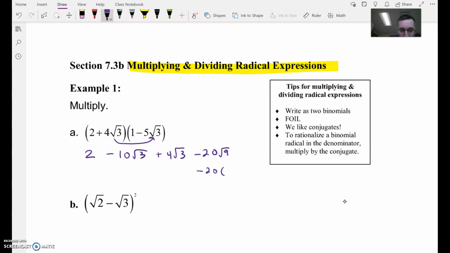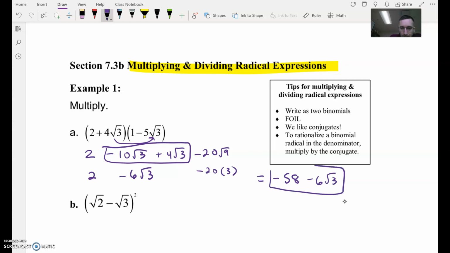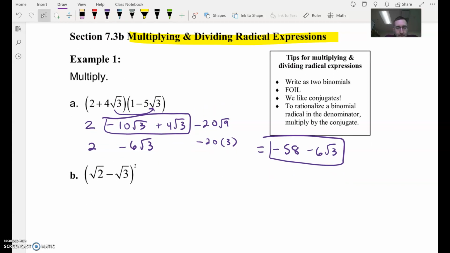This is negative 20 multiplied by 3. Square root of 9 is 3. So then we'll have a 2 here. These are like terms. They both have a radical 3 attached, almost like it's a variable. So what is negative 10 radical 3 plus 4 radical 3? Negative 10 plus 4 is negative 6. And then minus 20 times 3, which is 60. So our final answer is whatever 2 minus 60 is, so negative 58 minus 6 on the square root of 3. Boom. That's the first problem. Crazy.